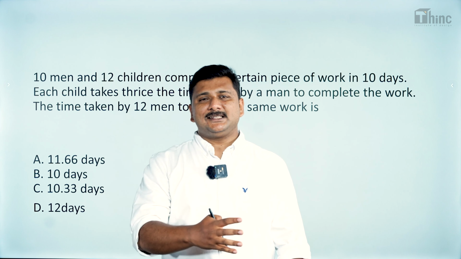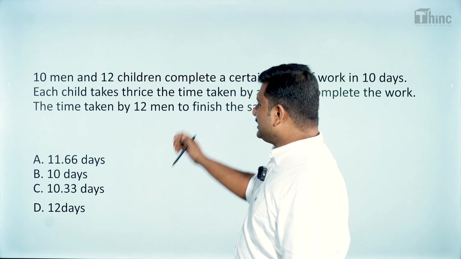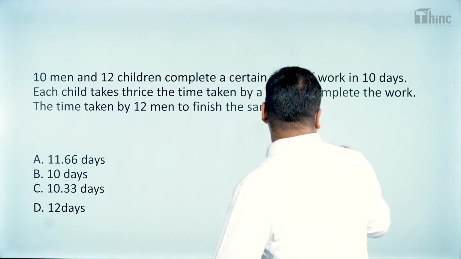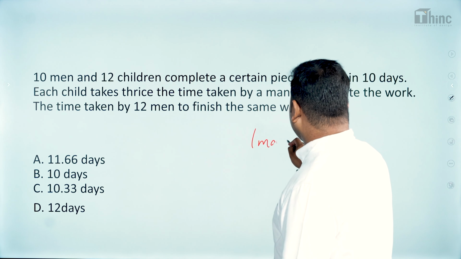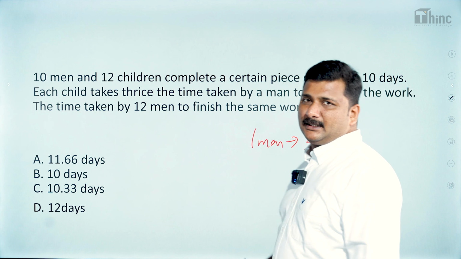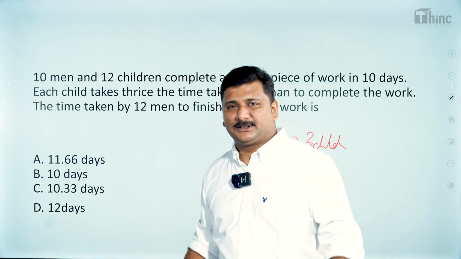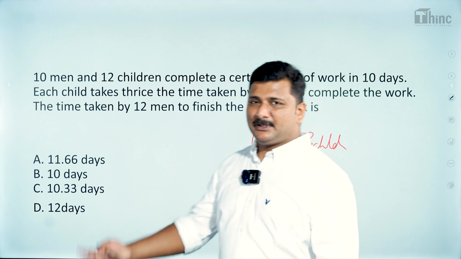So one man is equivalent to how many children? 3 children. That is what we actually conclude from this. A child takes thrice the time taken by a man. So that means one man is equivalent to 3 children. I believe that is the only thing we have to figure out, or we have to conclude from the question.